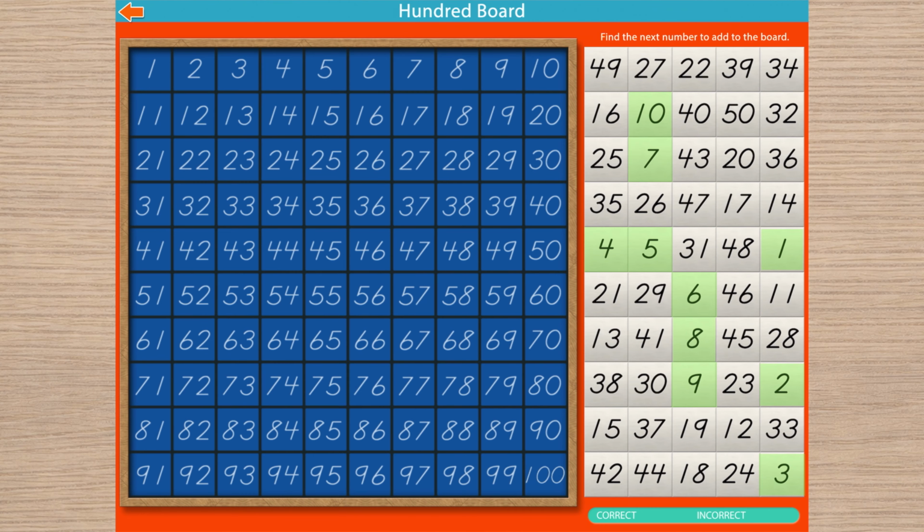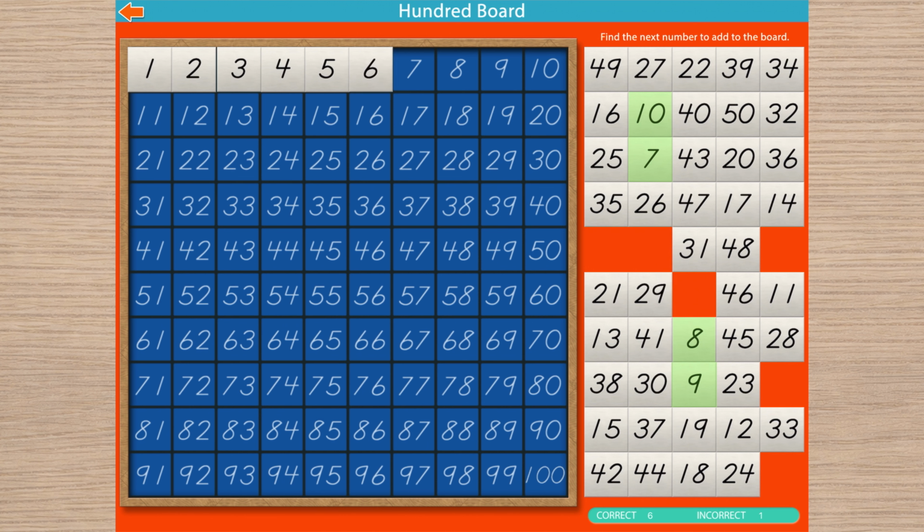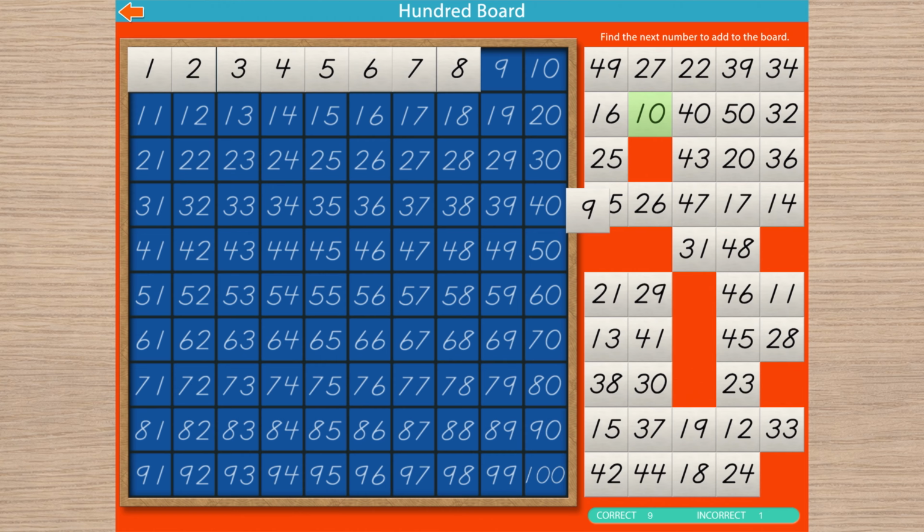Let's place the numbers in order, starting with 1. 1, 2, 3, 4, 5, 6, 7, 8, 9, 10.